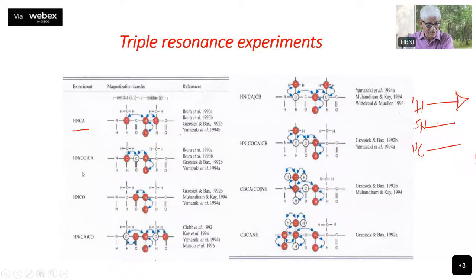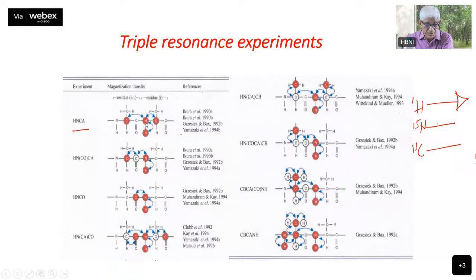We take another example here, HNCOCA. Here, you start with the amide proton once more, and transfer to the nitrogen. And this is the T1 incremented here. Therefore, the nitrogen will have a frequency, F1 frequency. Now, from nitrogen, you don't transfer to the C alpha directly, you transfer to the carbonyl.